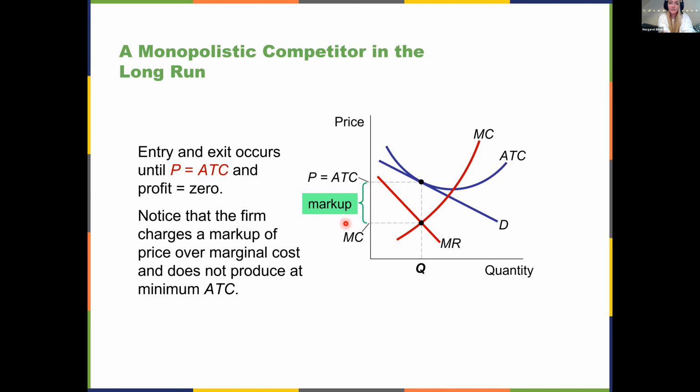And the key difference here is that if we were in perfect competition, the price would be much lower in the long run than what the price is in monopolistic competition in the long run. So we can essentially say that there's this markup of the price that still exists even in the long run whenever we're talking about monopolistic competition.